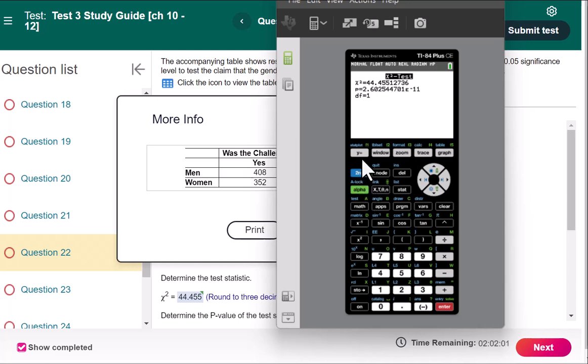Now, if you want to see the expected values, let me show you. Press second and matrix. Press B. Scroll down to B, press enter, and look, these are the expected values. For 408, the expected value is 333. For 352, the expected value is 426, and so on and so forth.